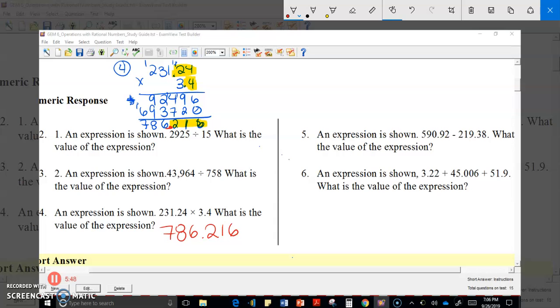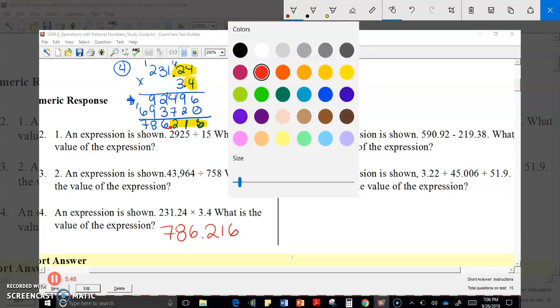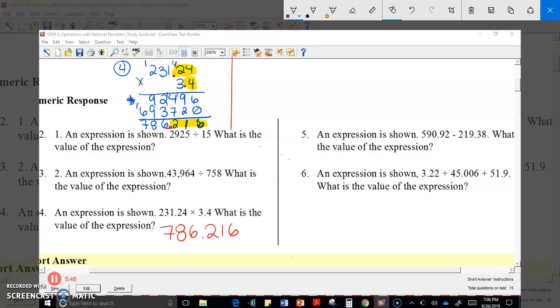Number 5. The expression is shown: 590.92 minus 219.38. What is the value of this expression? Okay, let's rock it out. Now, you're subtracting decimals. You want to make sure you line up your decimals. When you're subtracting or adding, you're lining up your decimals.